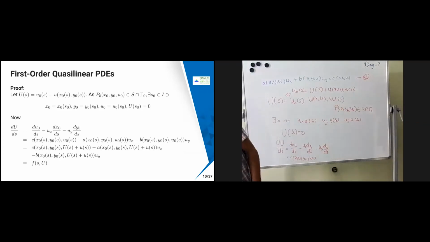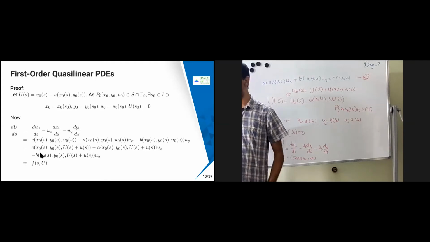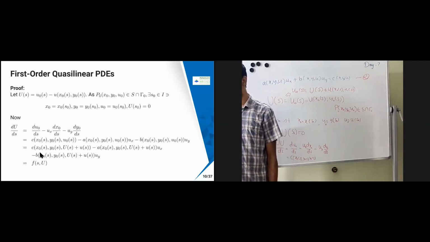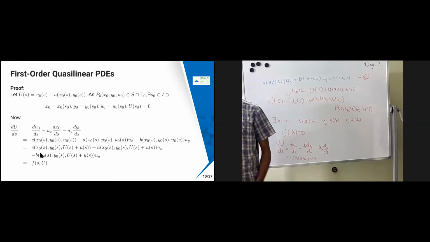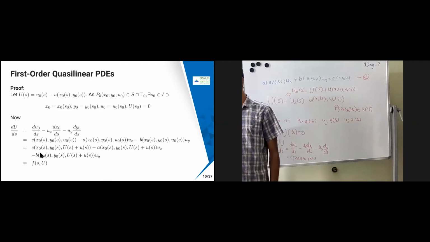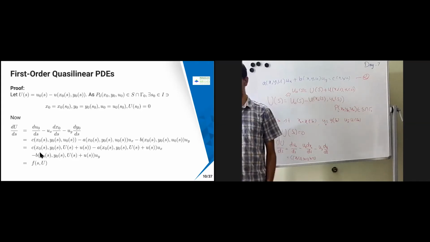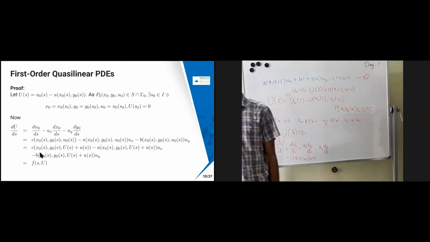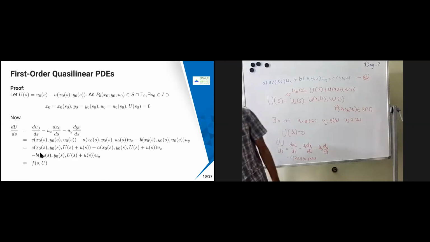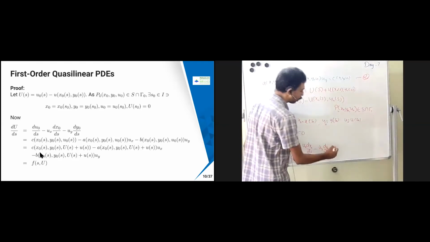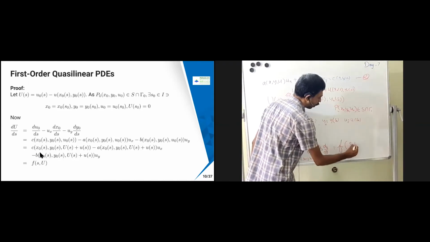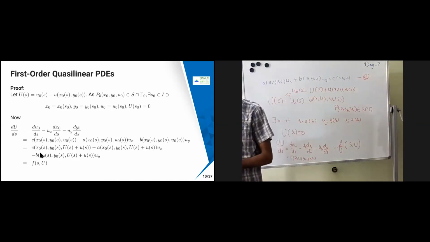So c of x naught of s, y naught of s, u of s is a function of s, because x naught of s is a function of s, y naught is also a function of s, and u of s is also a function of s. Therefore, c is a function of s. Similarly, the other one is also a function of s. Therefore, the right hand side becomes f of s comma u. du by ds equal to f of s comma u. Any doubt so far?